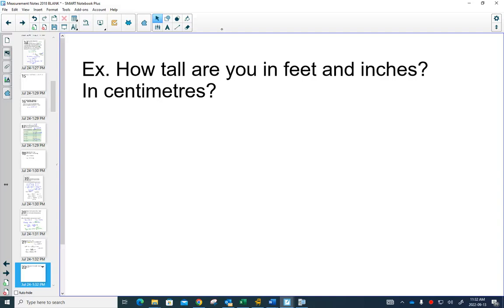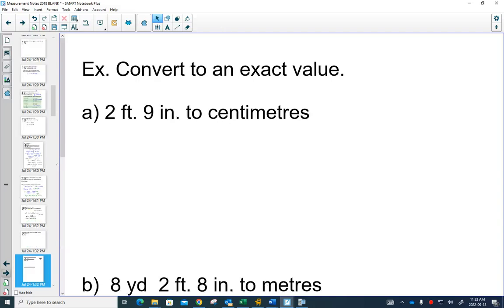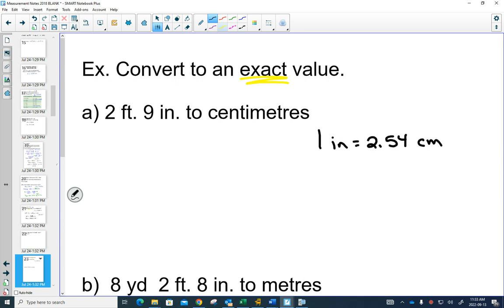So hopefully you had enough time to finish that one. Here, again, we look at the question. It says exact. So we need to use the fact that 1 inch is 2.54 centimeters. So first of all, we have 2'9".